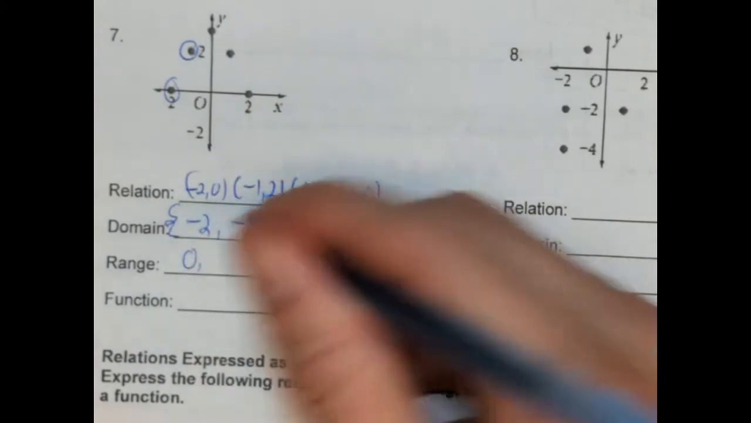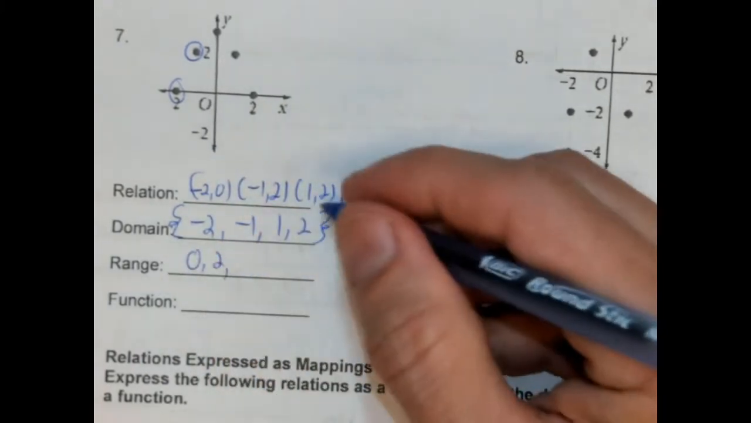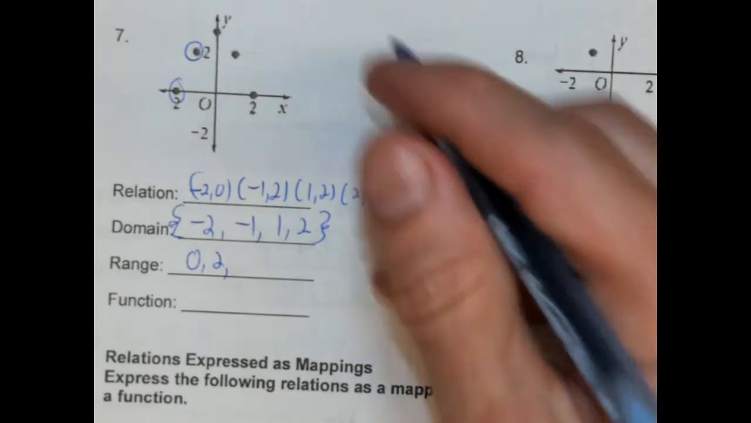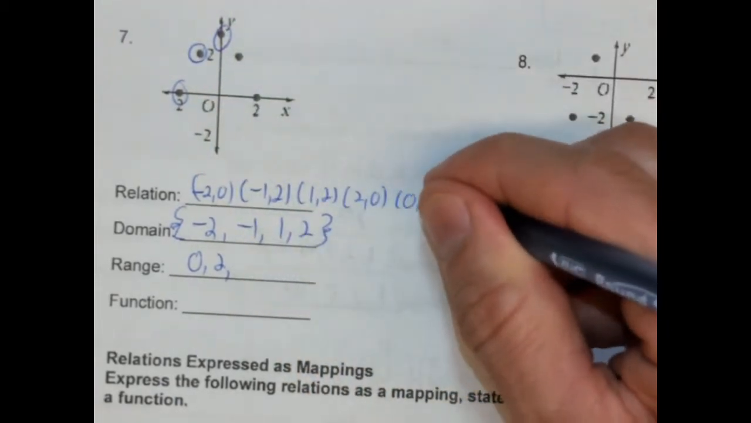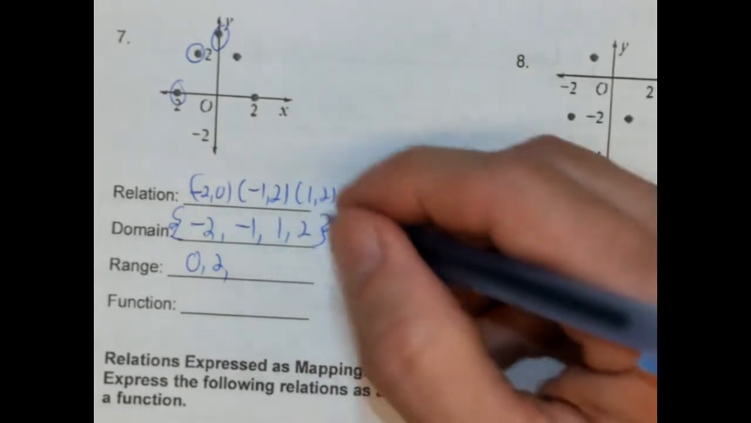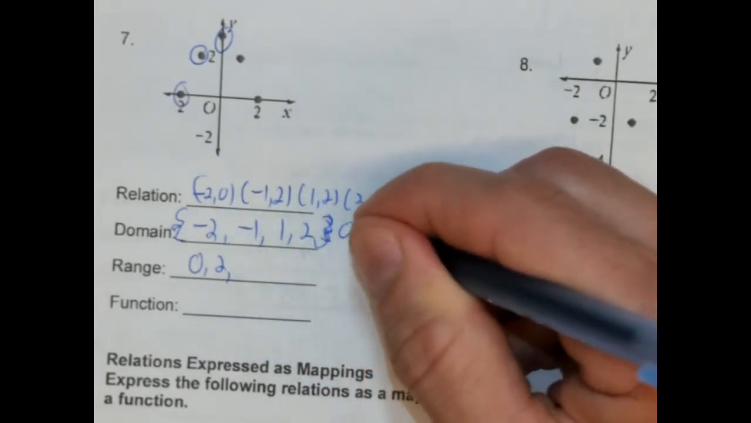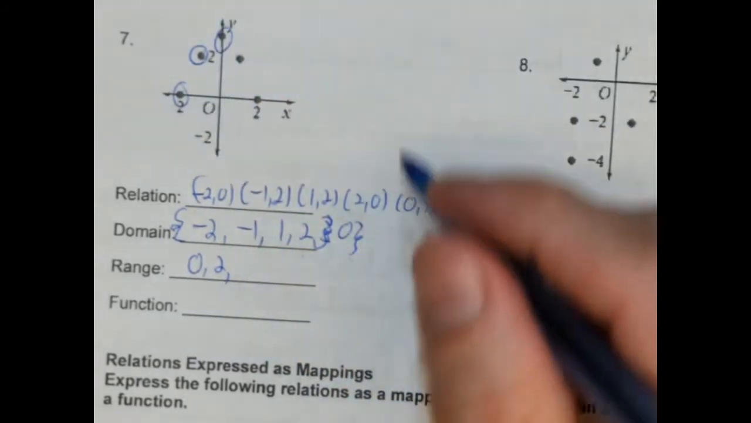Range is 0, 2. Oh, I totally forgot one. Hold on. 0, 3. I didn't even see that. 0, 3. So domain should also include a 0. Sorry about that. Did not even see that.